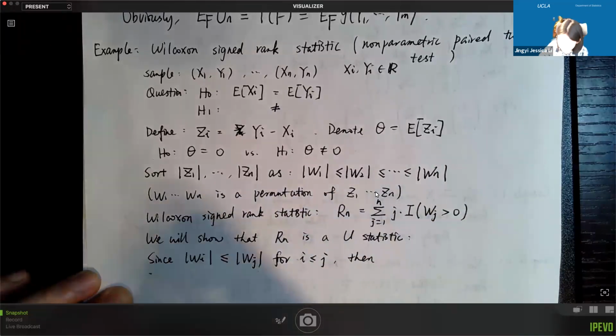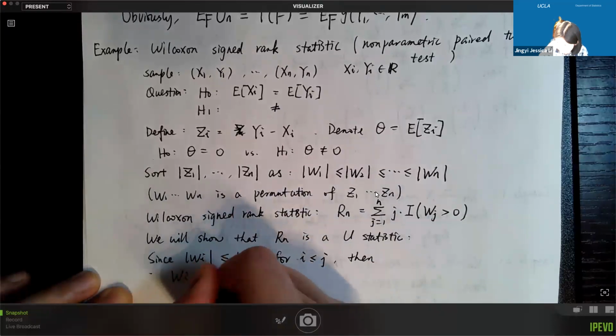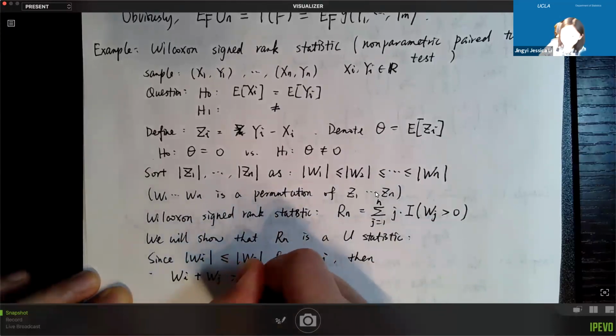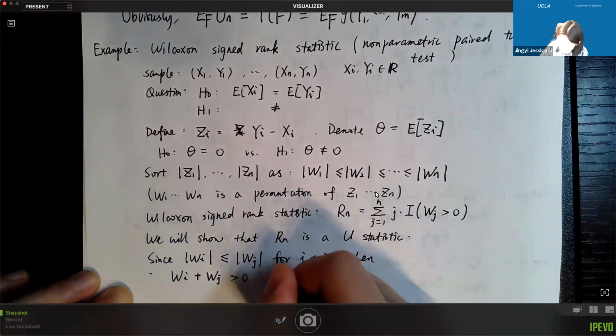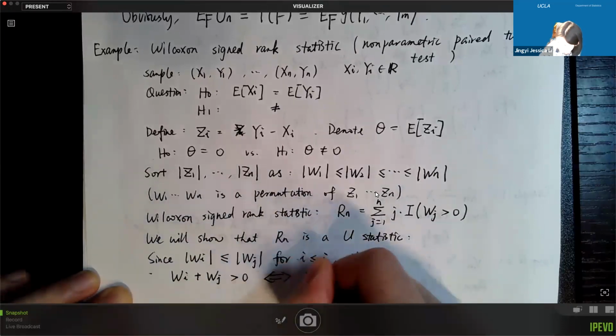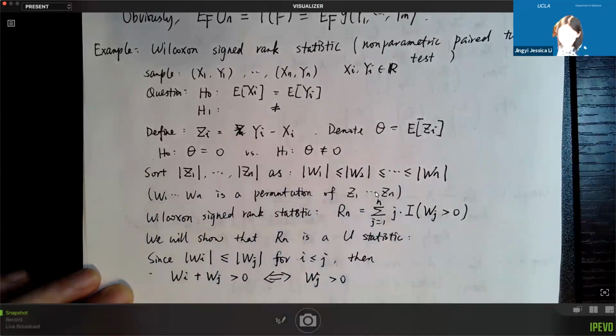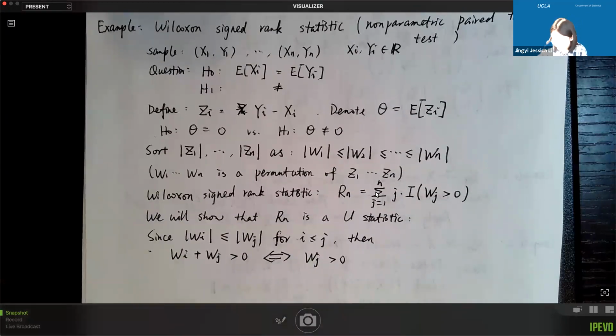we would have Wi plus Wj greater than 0 if and only if Wj is positive. And this is the key. We can see why, because no matter Wi being negative or positive, its magnitude is not large enough to cancel Wj, because we sort them in this way. So if Wj is positive, then we know for sure that Wi plus Wj will be positive.